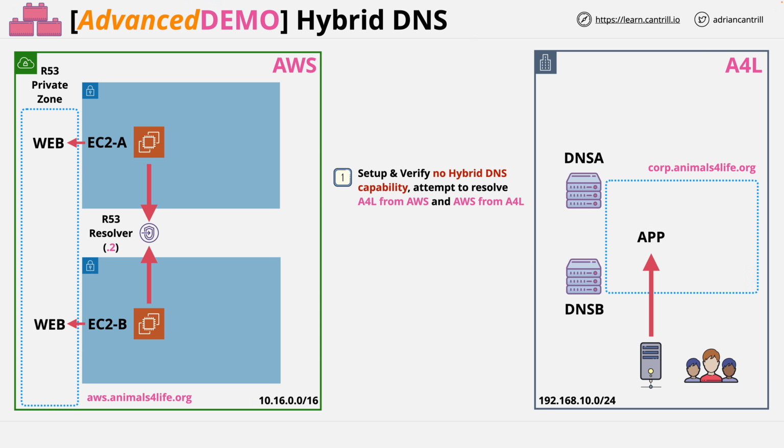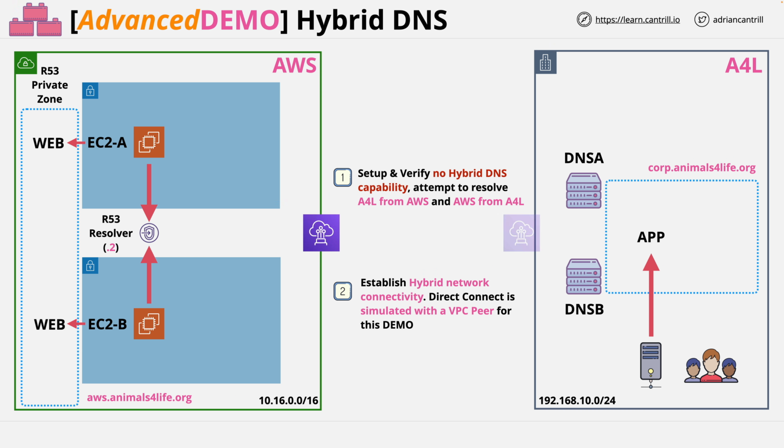The next stage is to establish the hybrid network connectivity between the AWS environment on the left and the Animals for Life simulated on-premises environment on the right. Now on this diagram it shows us using a direct connect, but for this demonstration we're going to simulate this using a VPC peer. So let's go ahead and do that.